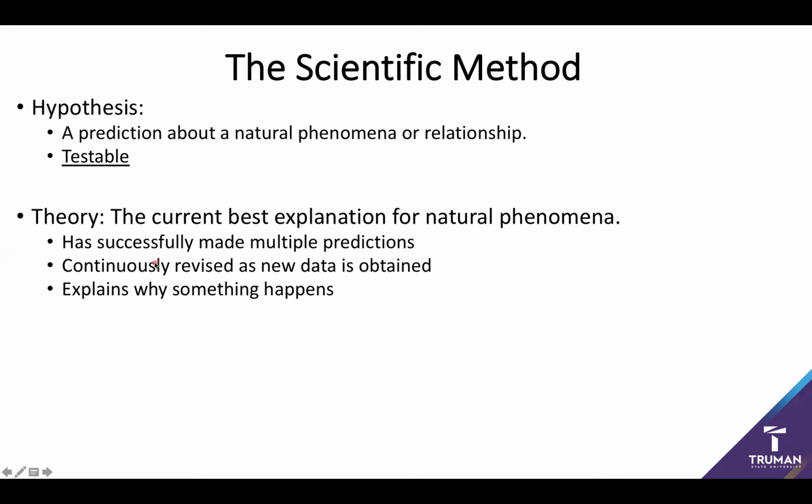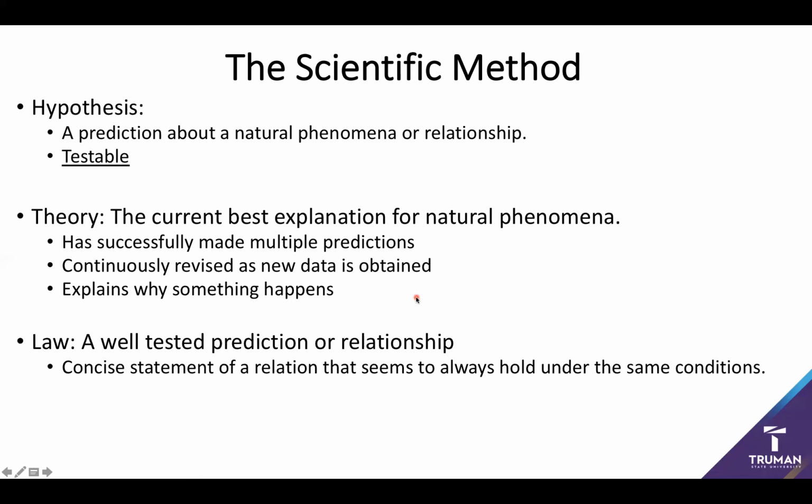But most importantly, it does have to make predictions, which means that it has to explain why something happens. It has to give us a sort of causal relationship. And this kind of helps define theory. This is about as strong of a statement as you can get. Now, it's often confused in the layman public with something called a scientific law.